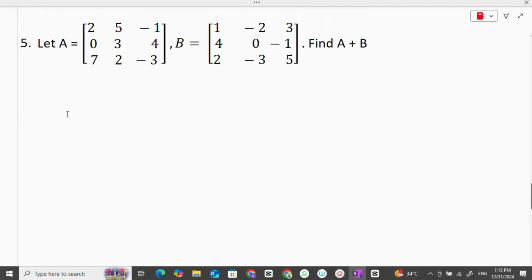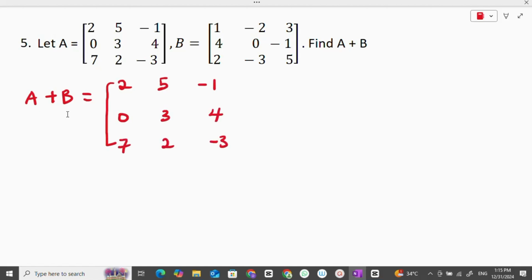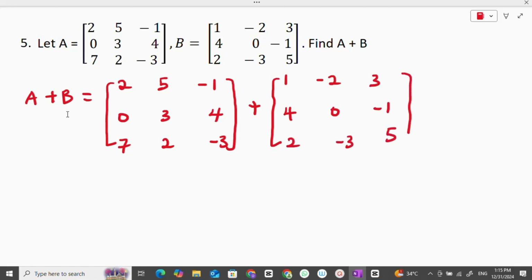So how do you actually add 3 by 3 matrices? Now it's the same process, the same way, nothing new, nothing different. Alright, so we have the matrix A and the matrix B. So A plus B is equal to, we have the matrix A to be 2, 5, negative 1, 0, 3, 4, and 7, 2, minus 3, plus we have the matrix B to be 1, negative 2, 3, 4, 0, negative 1, and 2, negative 3, 5. So let's simply add them together.